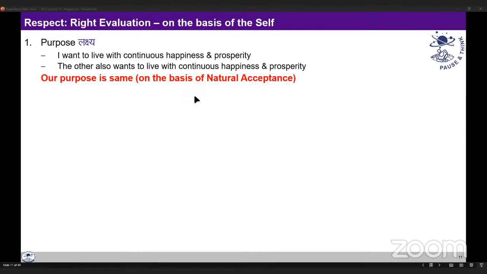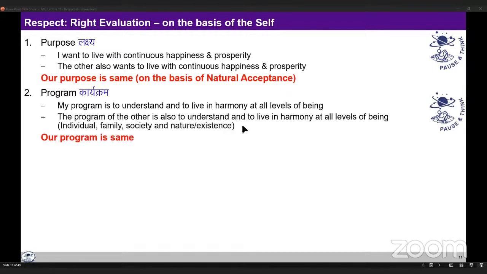So ultimately, I want to be happy only. Whatever I may be doing, I may be taking some different steps, you may be taking some different steps, but I want to be happy only. Happy and prosperous in continuity. That is my purpose, and that is your purpose. This clarity is going to dawn on me only when I am able to see my natural acceptance. I see that the purpose is the same for me and you. The program for reaching this goal is the same. I will only understand and then become happy.